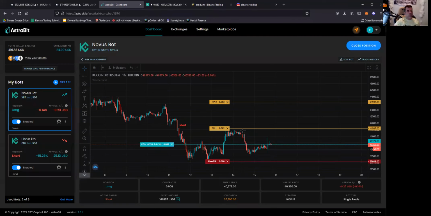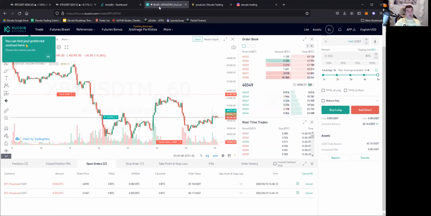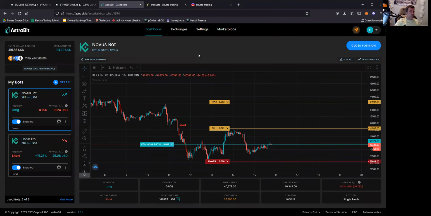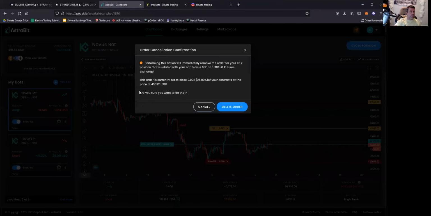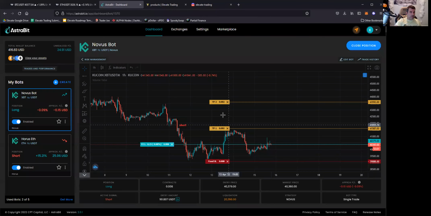Because all of the changes, and I've said this about 2 or 3 times now, which is fine, all of the changes that you make to your bot will automatically reflect in your exchange, which means you don't need to log into your exchange. At this point, the only reason you need to log into your exchange is to deposit or withdraw. Easy peasy. It's beautiful. Everything that you need or want done can be done directly here from AstroBit.